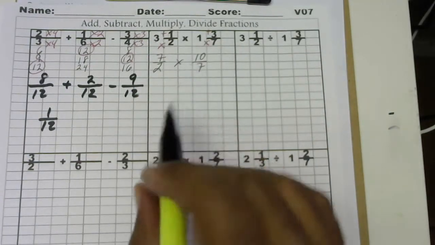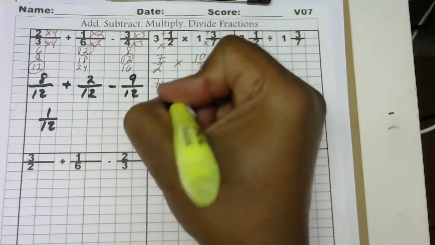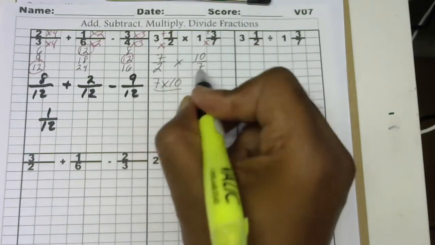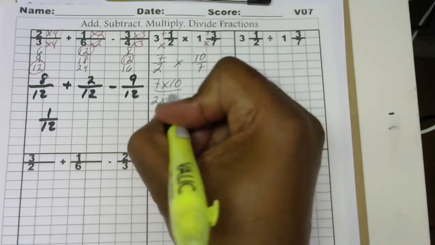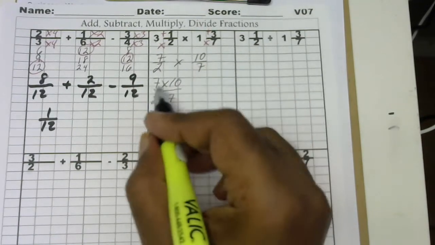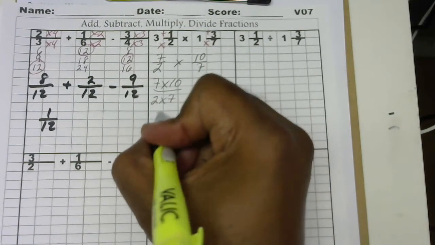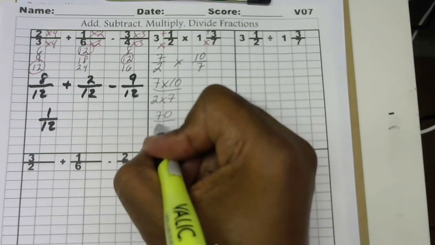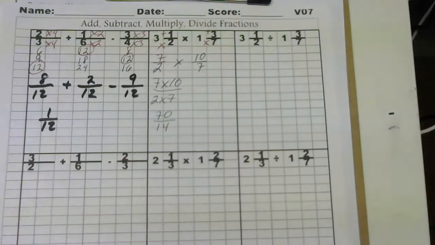Since this is multiplication, we're going to multiply the numerators. So this will be 7 times 10. And on the bottom, we'll multiply the denominators, which will be 2 times 7. 7 times 10 gives us 70, whereas 2 times 7 gives us 14. Okay, so we have 70 over 14.